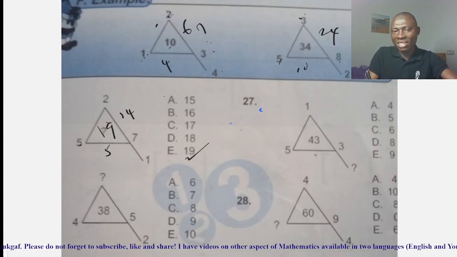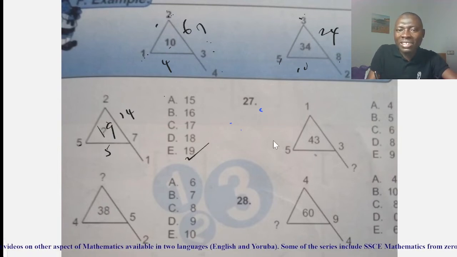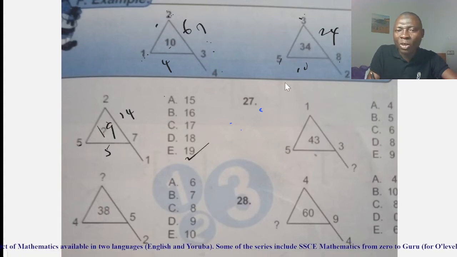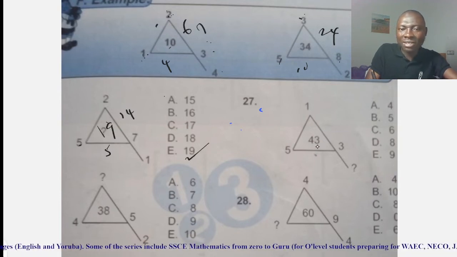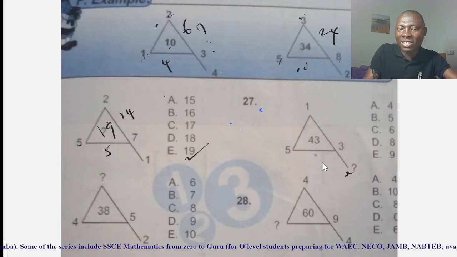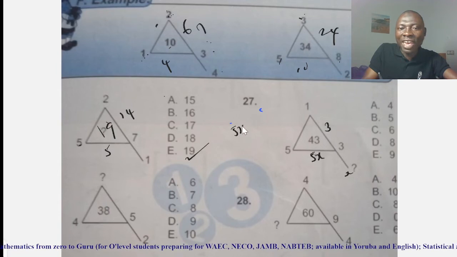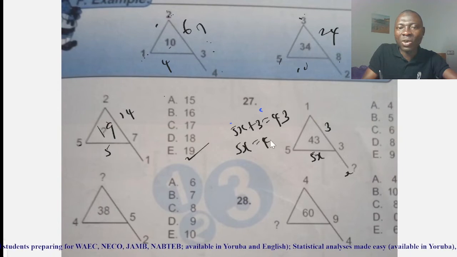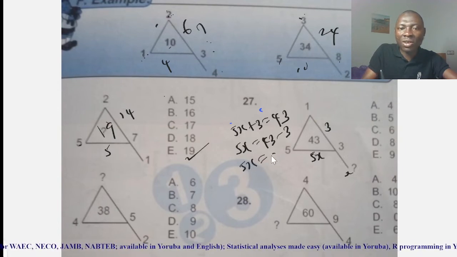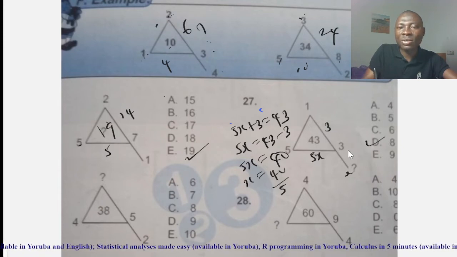This one is 43. We have to find the other side of this. Don't forget, the sum of the products of these two guys will probably give this. That is, when you multiply this and this together, 5 times s, maybe you call this x, you know that is 5x, 1 times 3, that is 3. Then your 5x plus 3 must be able to give you 43. If you solve it for that, then you have 5x is equal to 43 minus 3, 5x is equal to 40, which implies x is equal to 40 divided by 5, that is 8. You understand now, this guy is 8.